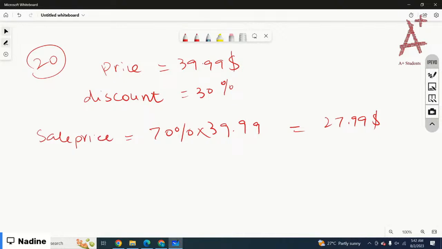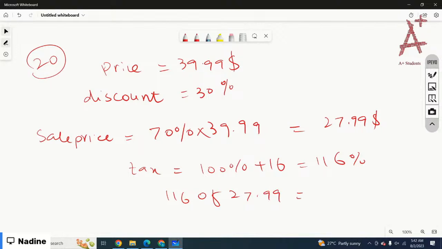Okay, now you have to calculate 16% tax, right? So it would be 100% plus 16. It would be 116%. Just calculate 116% of 27.99. Let me just calculate. 1.16 times 27.99, that would be 32.46. That means including tax the price is $32.46, right?